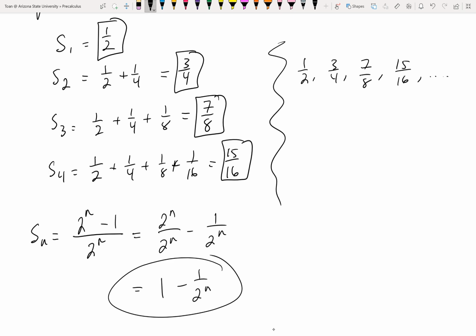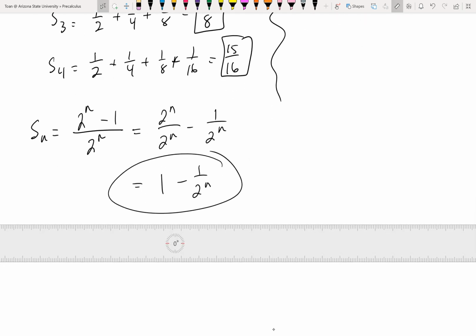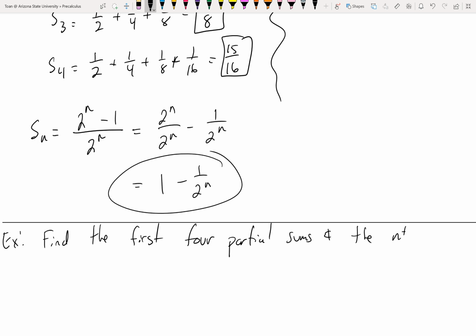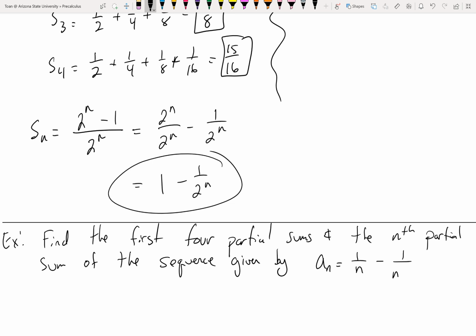Let's just do one more example just to make sure you guys get the idea here. Find the first four partial sums and the nth partial sum. That just means find the formula of the sequence given by a sub n equaling 1 over n minus 1 over n plus 1.